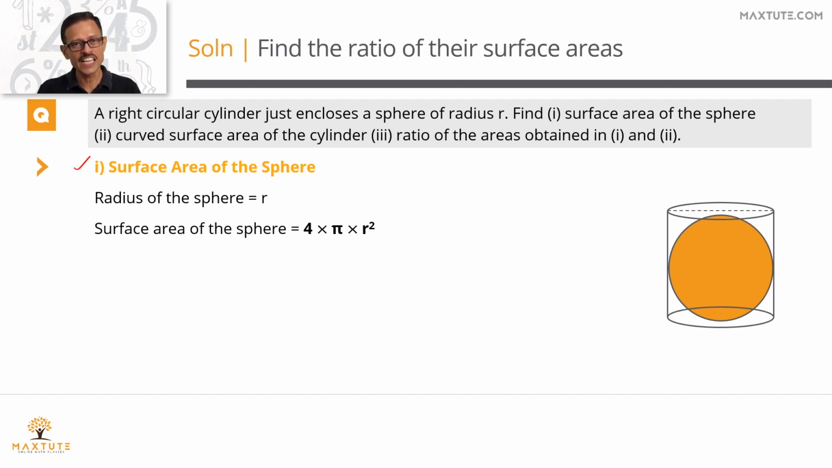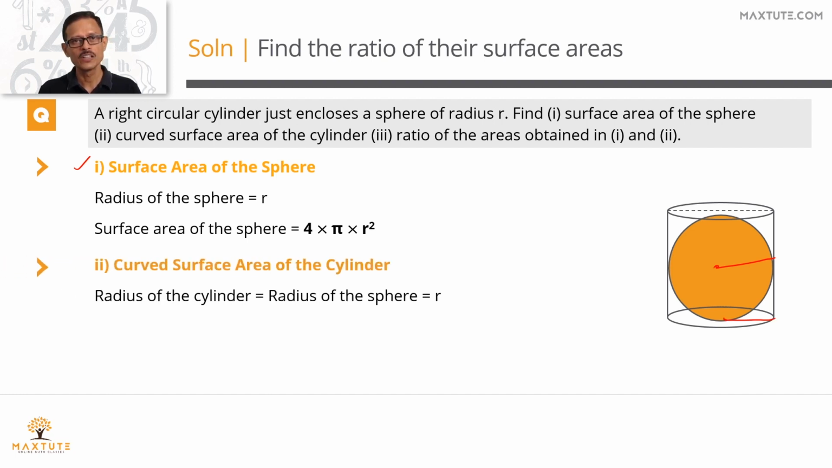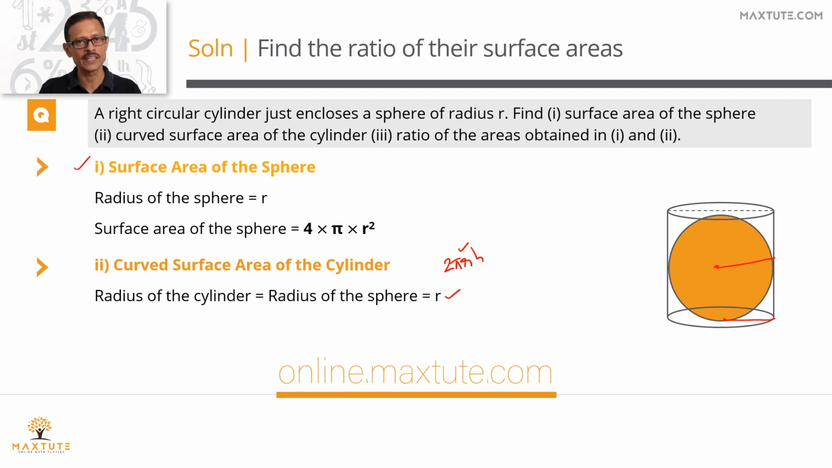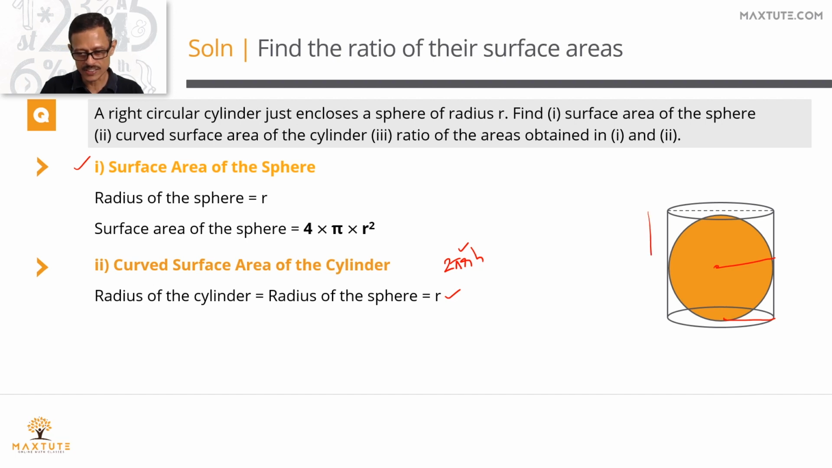The sphere is just enclosed by the cylinder, which means that the radius of the sphere, which is this part, is going to be exactly the same as the radius of the cylinder. So to compute the curved surface area, the formula for a cylinder is 2 pi rh. We need the radius. Radius of the cylinder and radius of the sphere are one and the same, which is equal to r. The interesting part is computing the value of the height of the cylinder. This is the height of the cylinder.